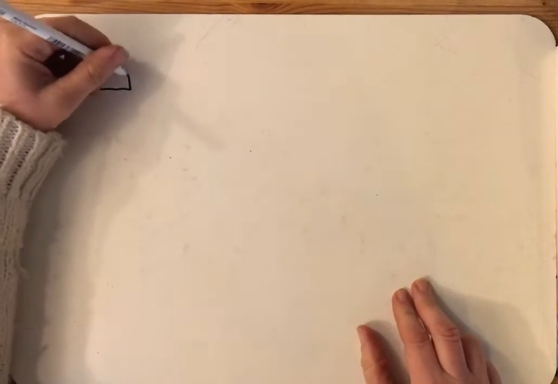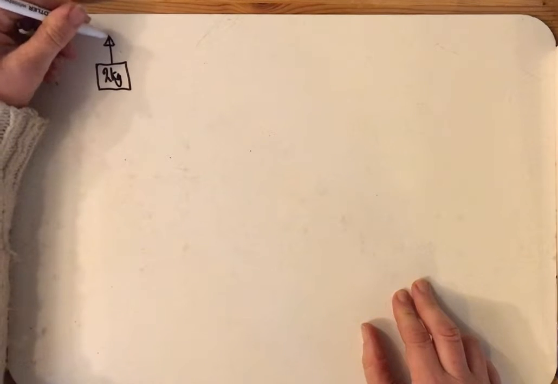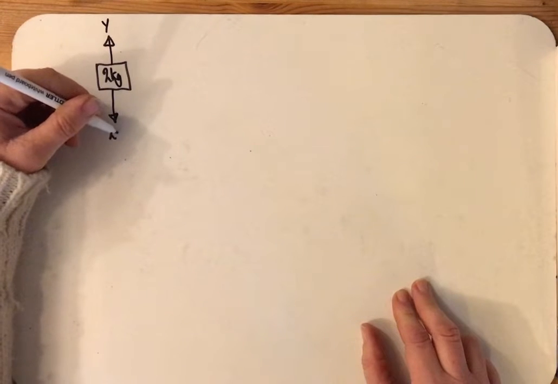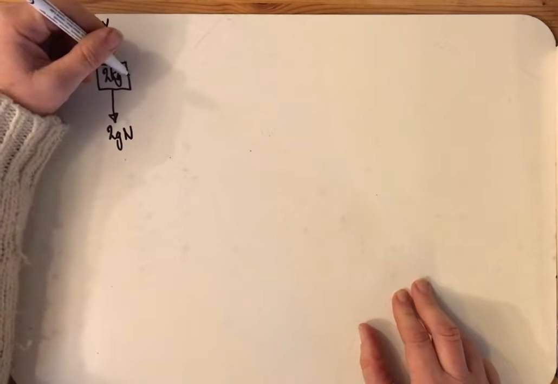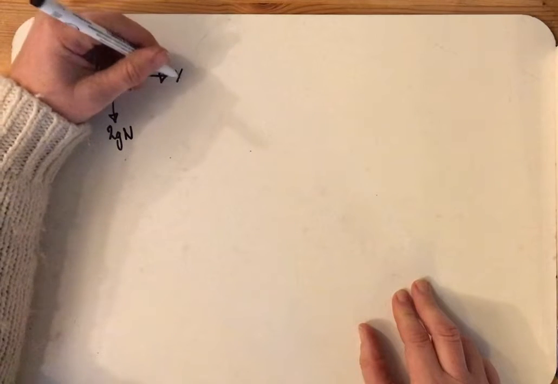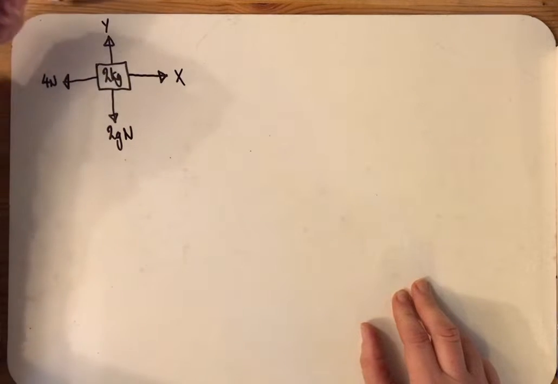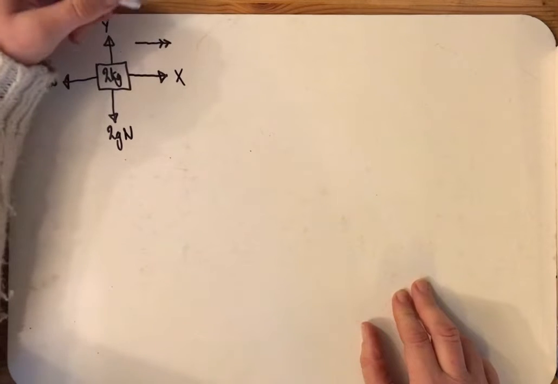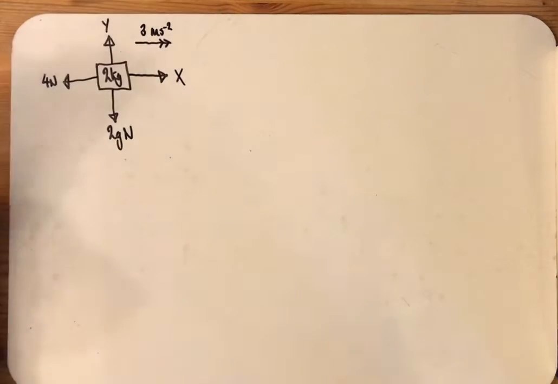So first one, we've got an object of mass 2 kilograms. There's an unknown force y acting up. The weight is 2g acting down. And then we've got a force x to the right, 4 newtons to the left, that's meant to be horizontal, and acceleration is shown with this little double arrow, and the acceleration is 3 meters per second squared.